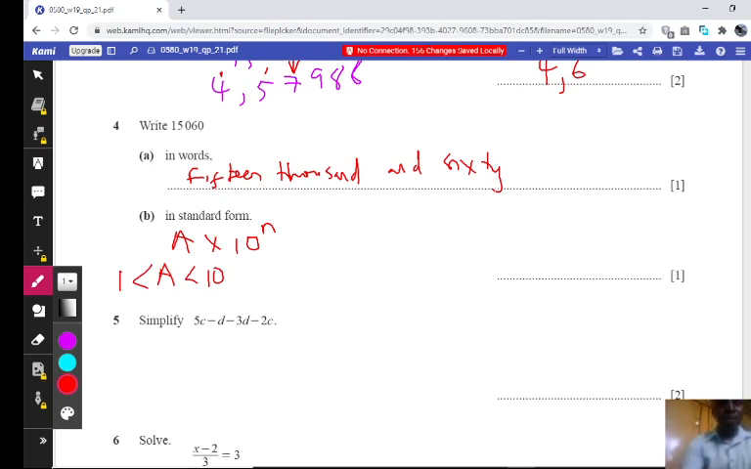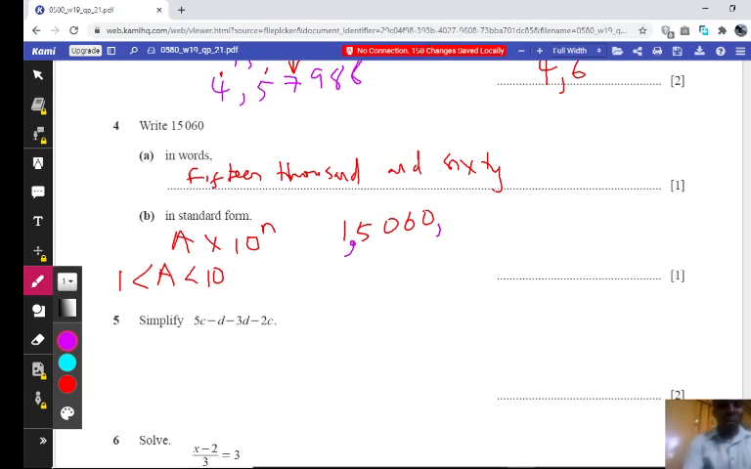So for this number, let me write it down. 15060. When there's no comma, your comma basically will be on the last number. So a is supposed to be a number between 1 and 10. For it to be a number between 1 and 10, where is supposed to be our comma? It's supposed to be between 1 and 5, so that it will be 1.5, right?